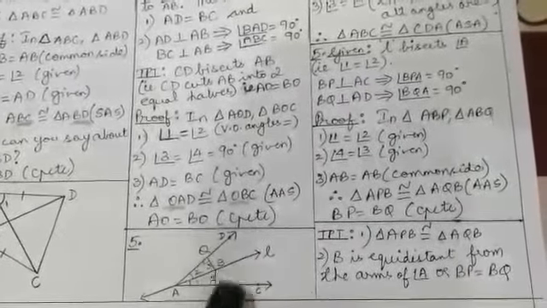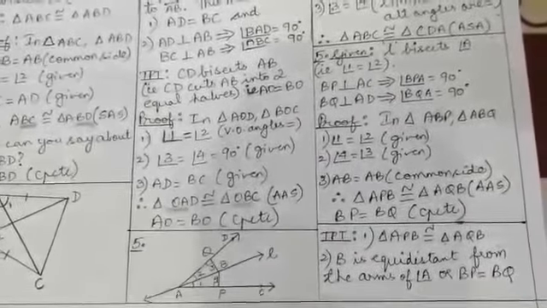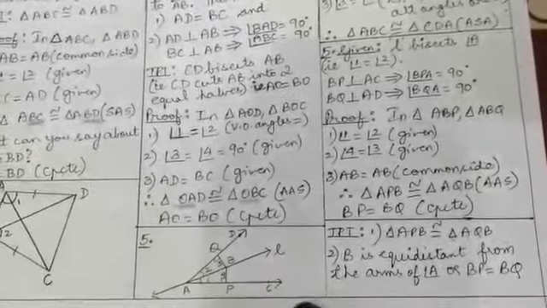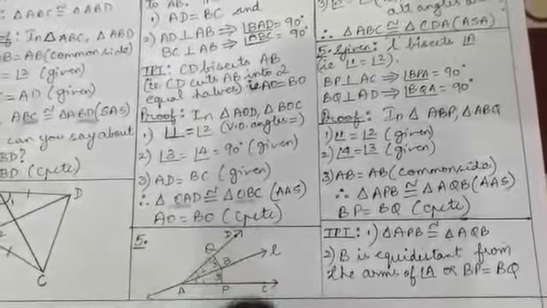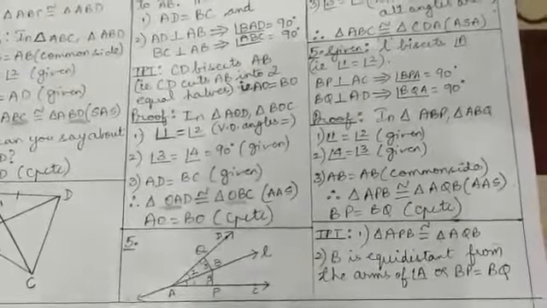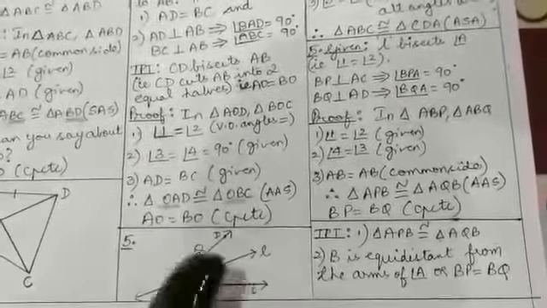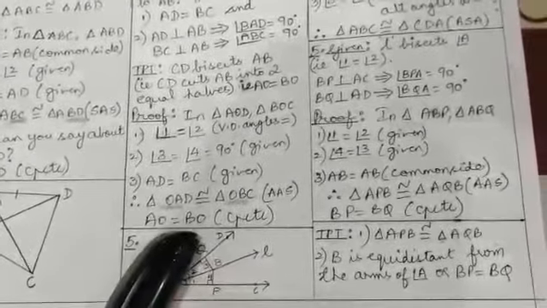Now, it's not given that BP equals BQ. They are not equal perpendiculars. They are simply perpendiculars. It's not given that they are equal perpendiculars. So, BP is not equal to BQ.